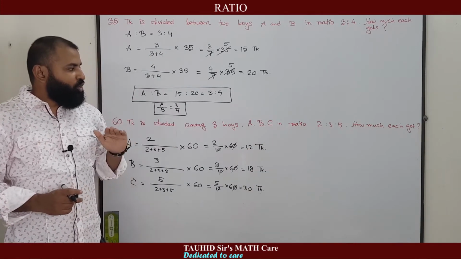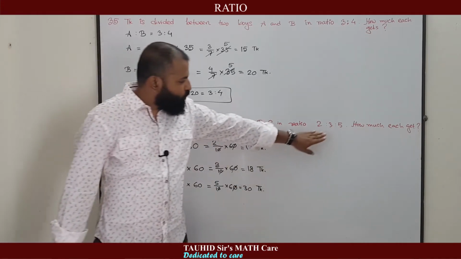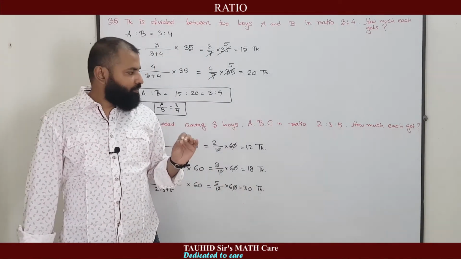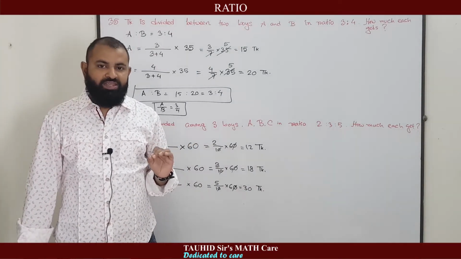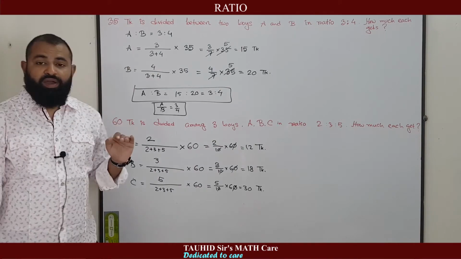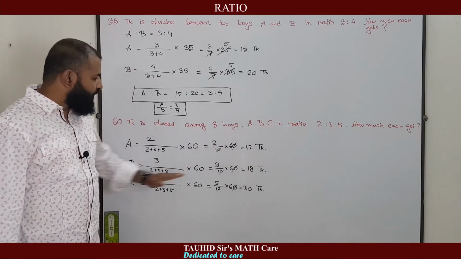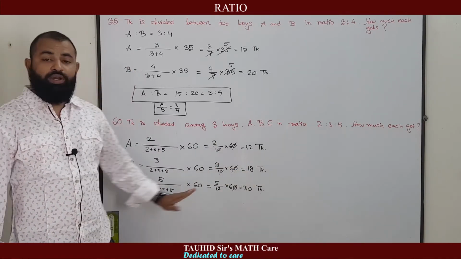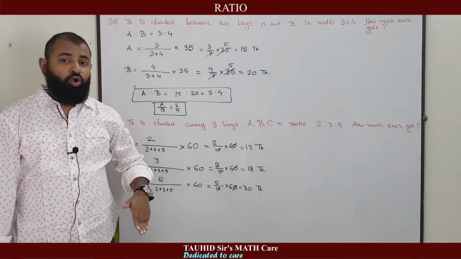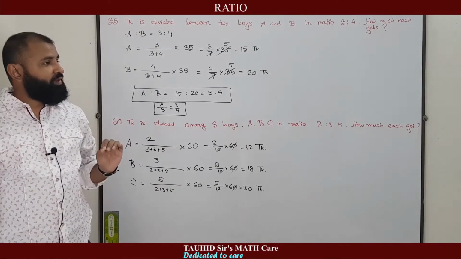So the proportion of A, B and C is 2:3:5. That means if A gets 2 taka, B will get 3 taka and C will get 5 taka. And when 60 taka is divided among them, A will receive 12 taka, B will receive 18 taka and C will receive 30 taka. This is the shorter procedure of solving the maths of ratio.